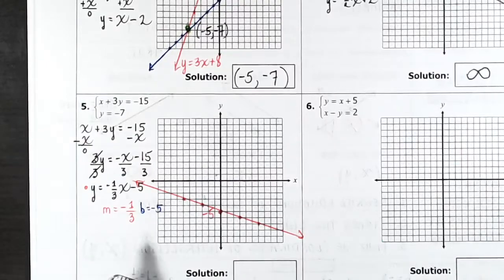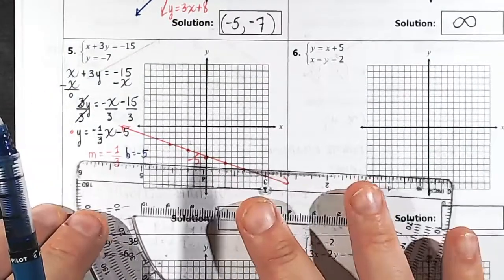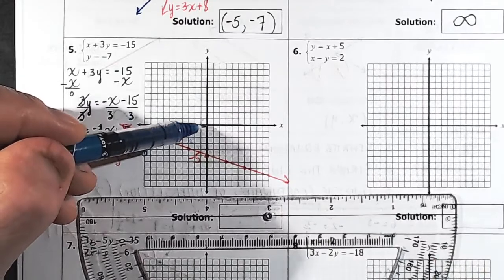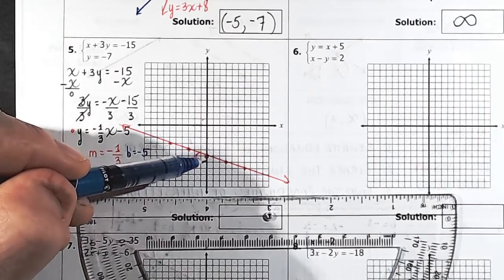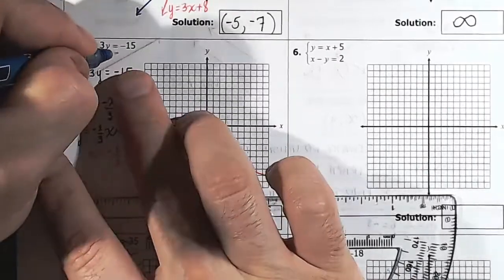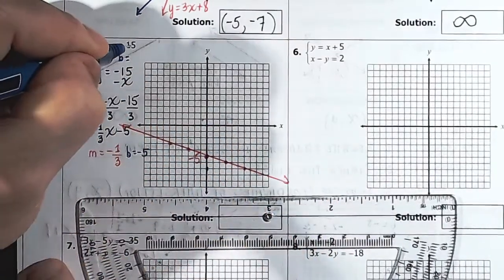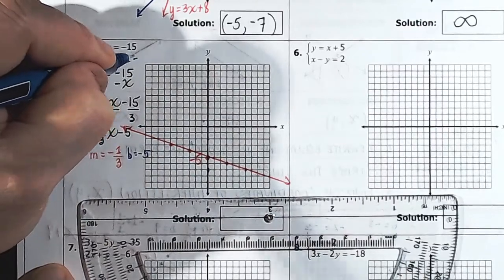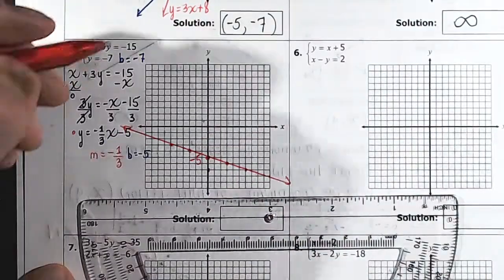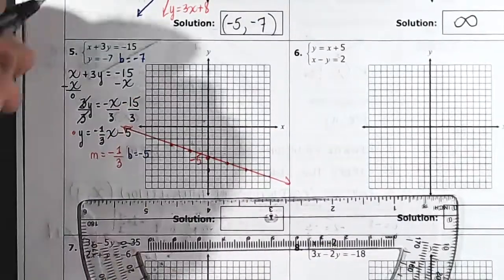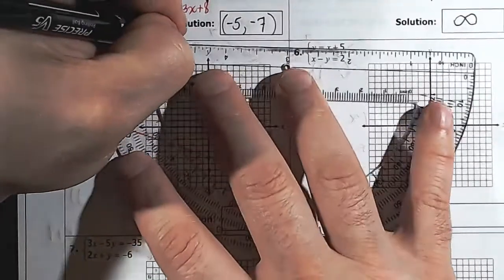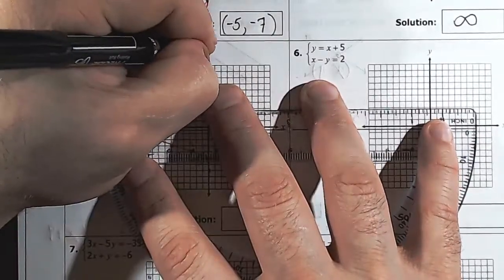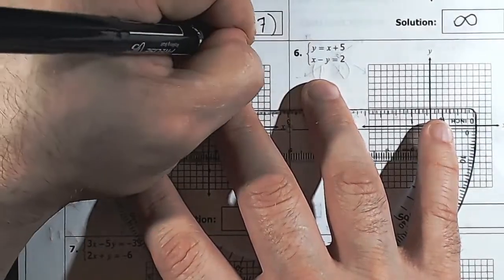And our second equation is just y equals negative 7. And what that means is that you'll have a perfectly horizontal line at y equals negative 7. So we just start at the origin, go down 1, 2, 3, 4, 5, 6, 7. So in other words, all we're given for this second equation is that b equals negative 7. And what we're not told is that this equation, y equals negative 7, is the same thing as y equals 0x minus 7.